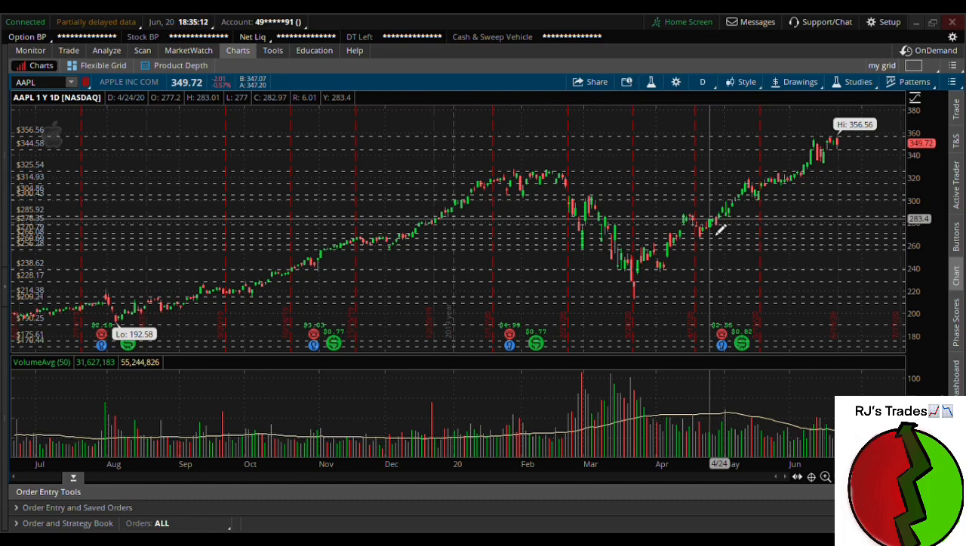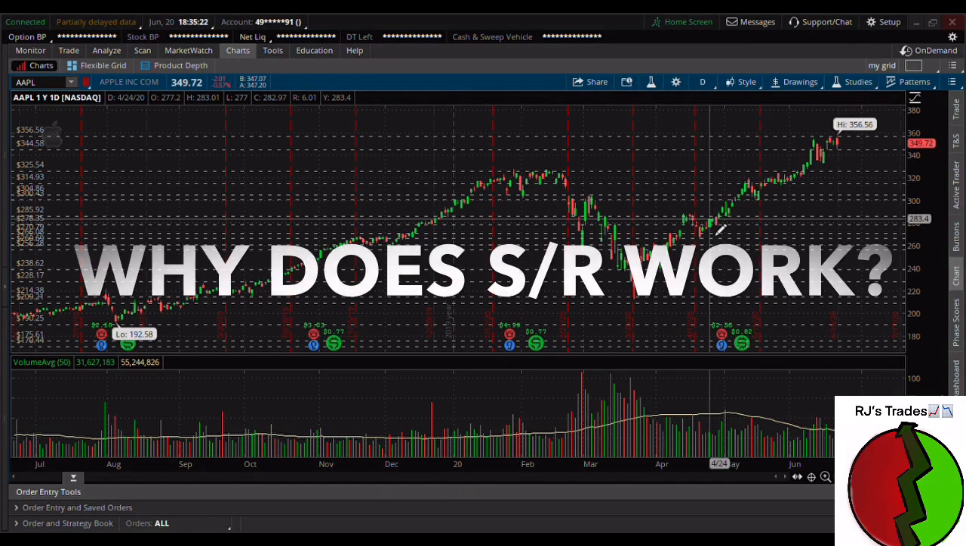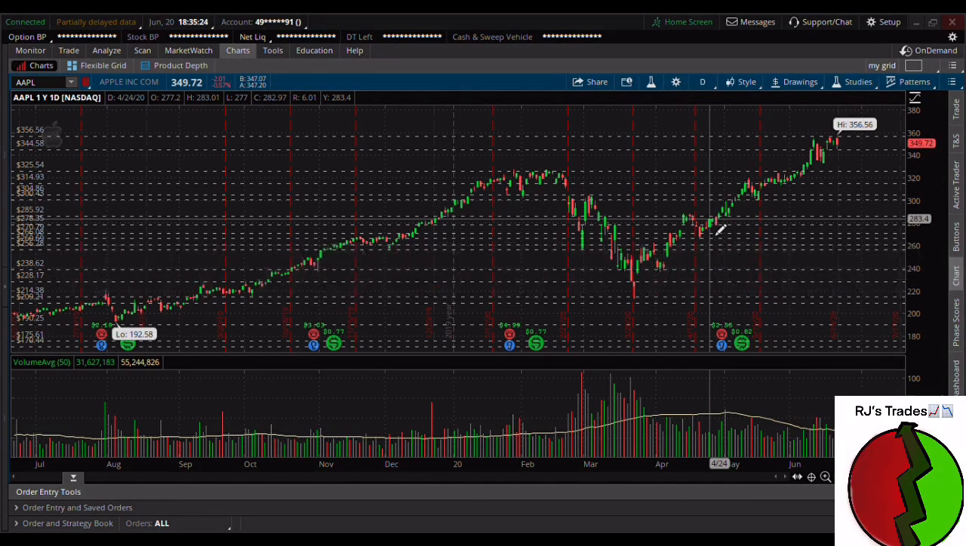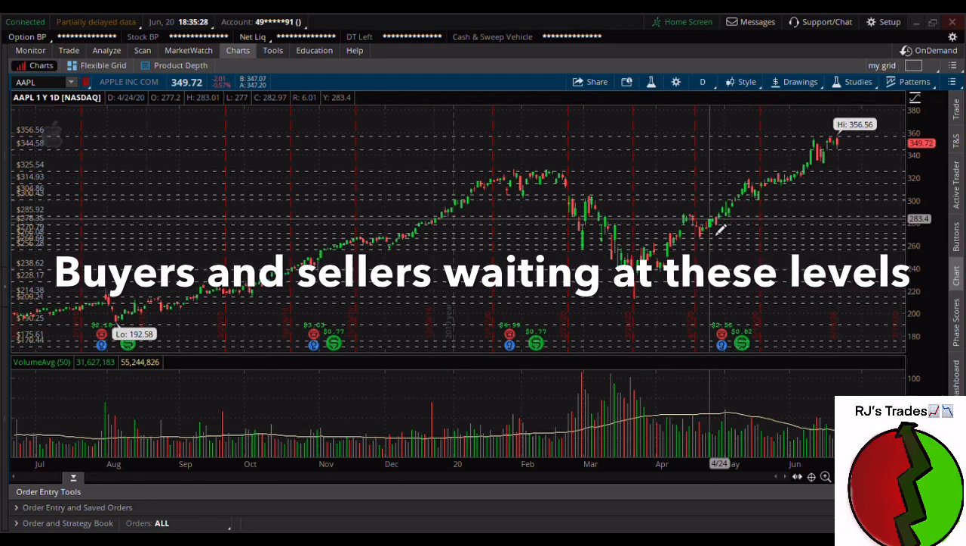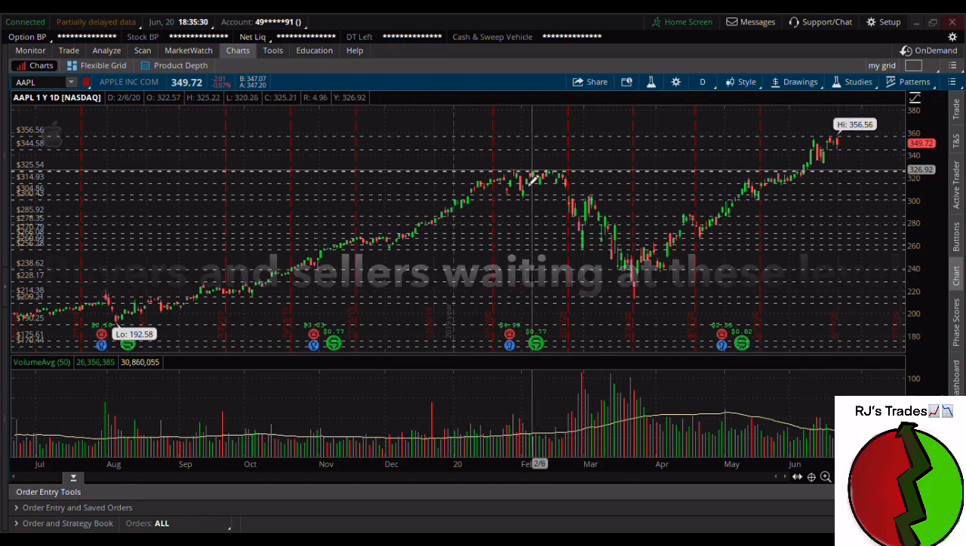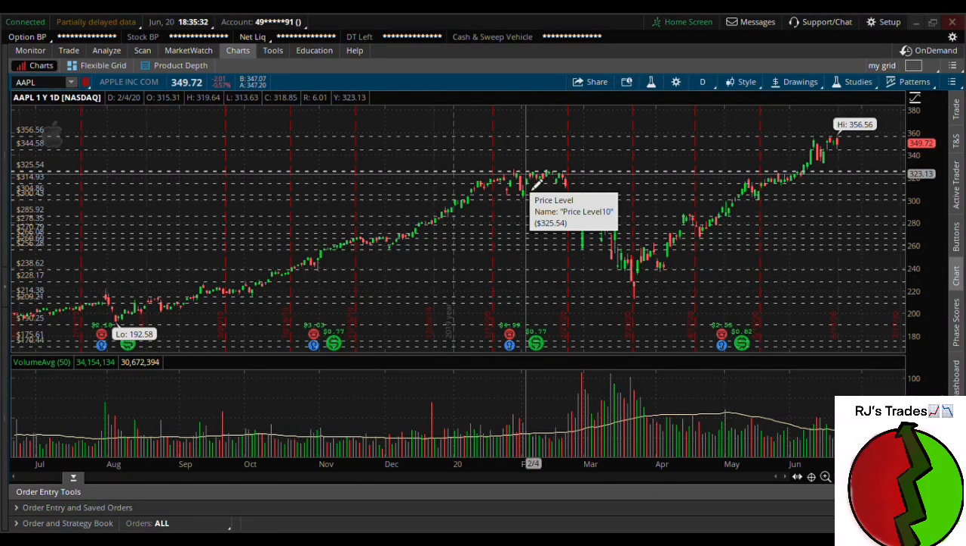The reason that these lines work, it's not magic. Well, it kind of is. These are psychological lines here. The reason they work is because you have buyers and sellers in the stock market. That's what makes the price go up and down. So around these areas are places where people with a lot of buy orders and sell orders are sitting. At every single one of these places, you have people just waiting for the price to get here, and they're putting their orders in at these levels.